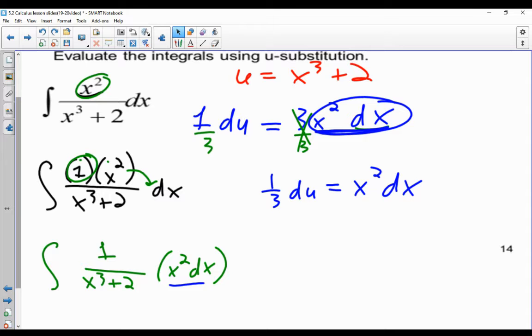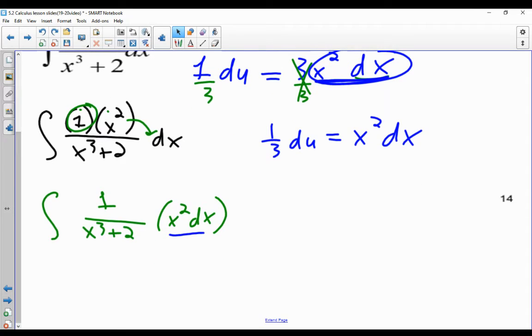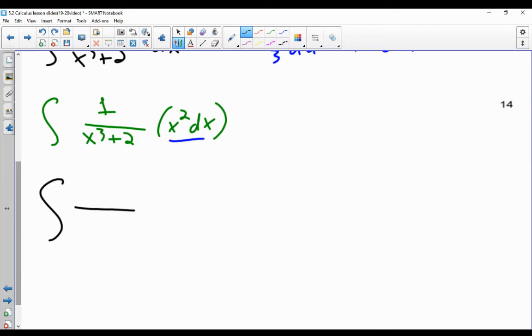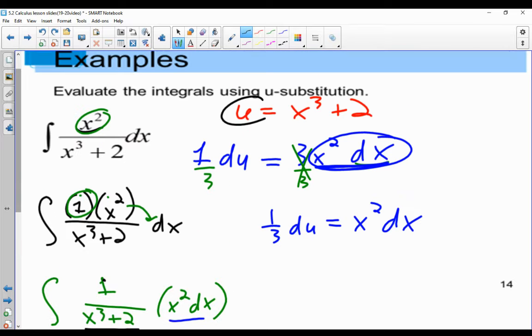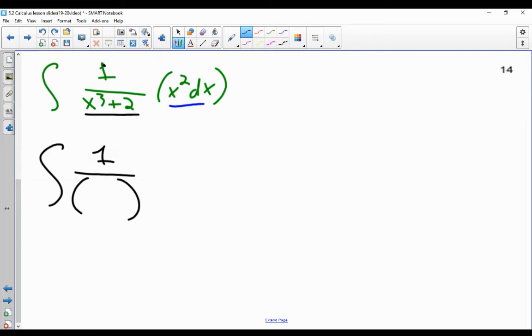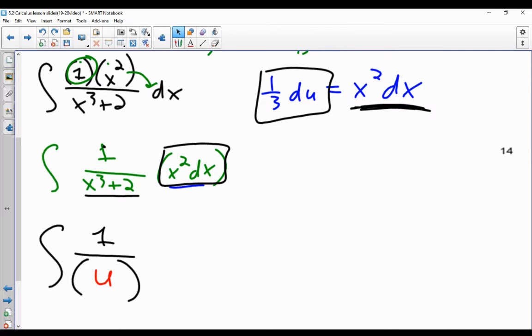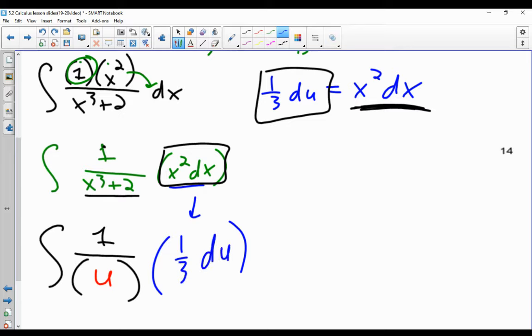All right, so now let's use this information to make our integral easier to anti-derive. All right, so this is what I got so far. I'm going to keep the 1 as 1, but on bottom, the x cubed plus 2, I labeled as u. So I'm going to change that to u. And then the x squared dx, that's the same thing as what we got here. So I'm going to replace that with 1/3 du. So this will now become 1/3 du.